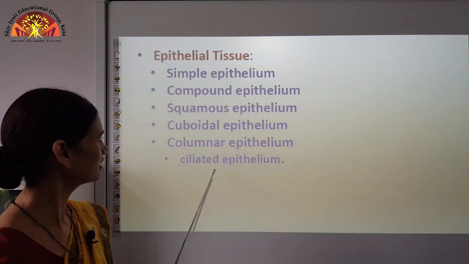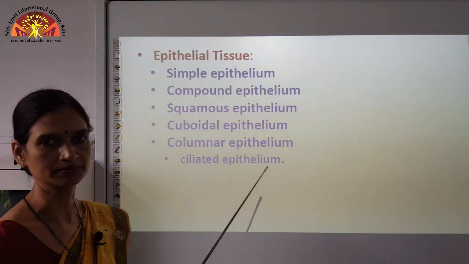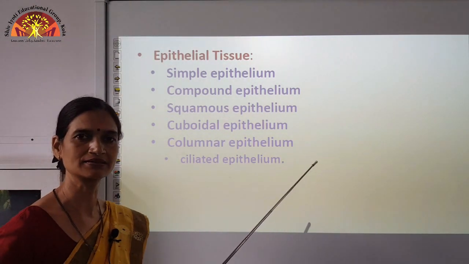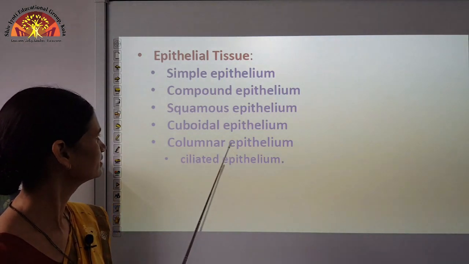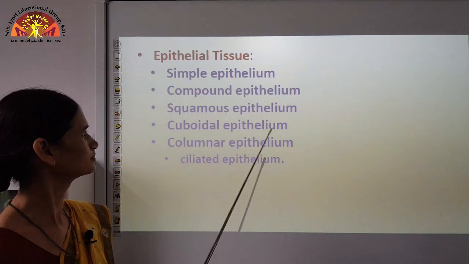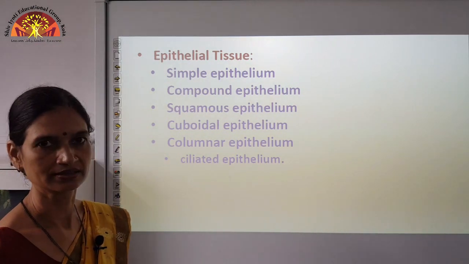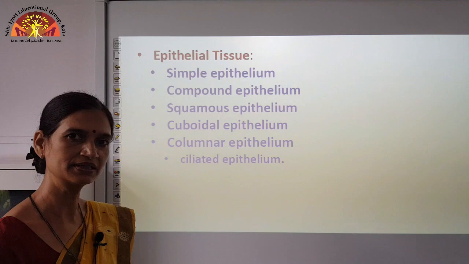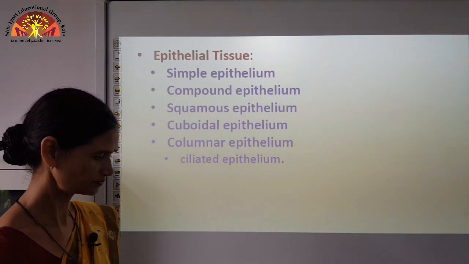If cilia are present in cuboidal and columnar cells, which help in movement of particles or movement of substances, then the columnar or cuboidal epithelium becomes ciliated, okay. Then those tissues will be called ciliated columnar or ciliated cuboidal.